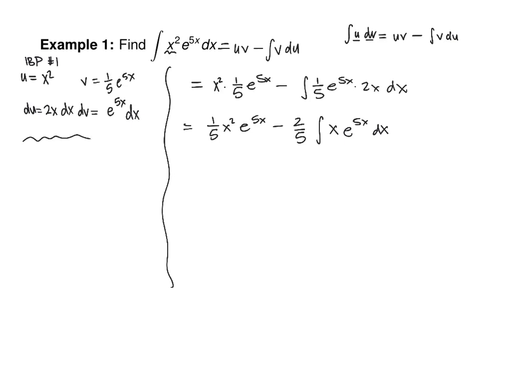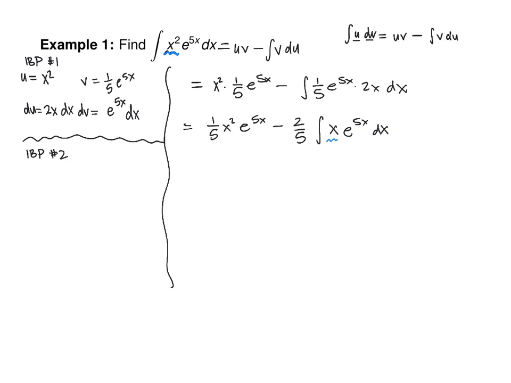And notice that in that iteration, the original integral had x squared, see? This one now only has x. So you see you kind of made it better. And I say kind of because you still don't know how to integrate x times e to the 5x. But what you can do is iterate this technique and apply it again. So here is the second round.